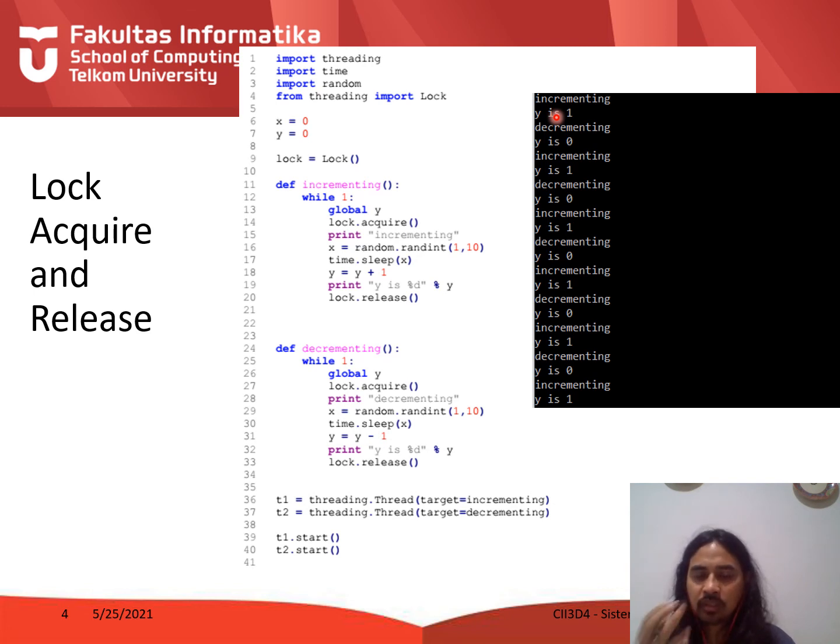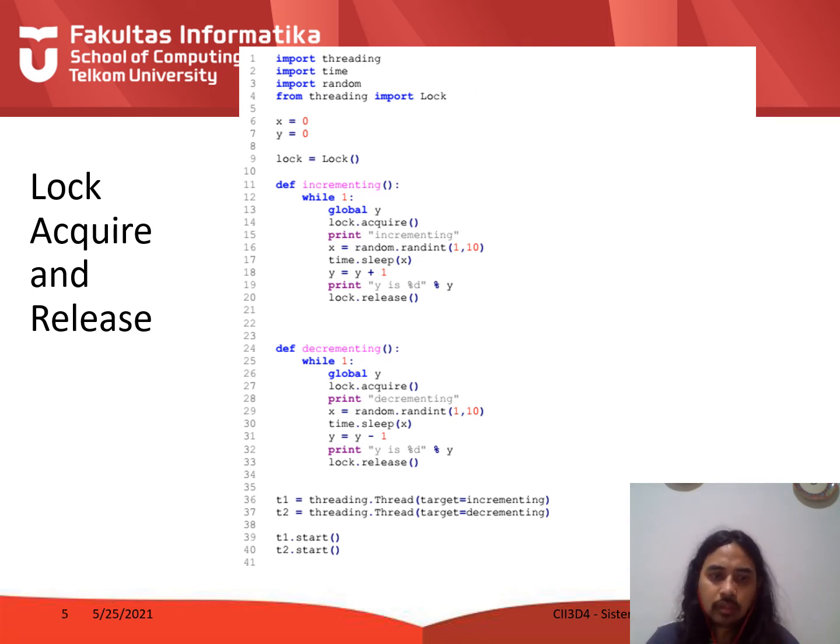And what is the detailed process that happens here? Let's discuss further. So why aren't there any interruptions between lock acquire and release? Here is an example. For example, incrementing goes first. It runs lock acquire, so the lock is now held by incrementing. Then decrementing goes second, and it also wants to acquire the lock, but because the lock is now in the hands of incrementing, it is blocked.